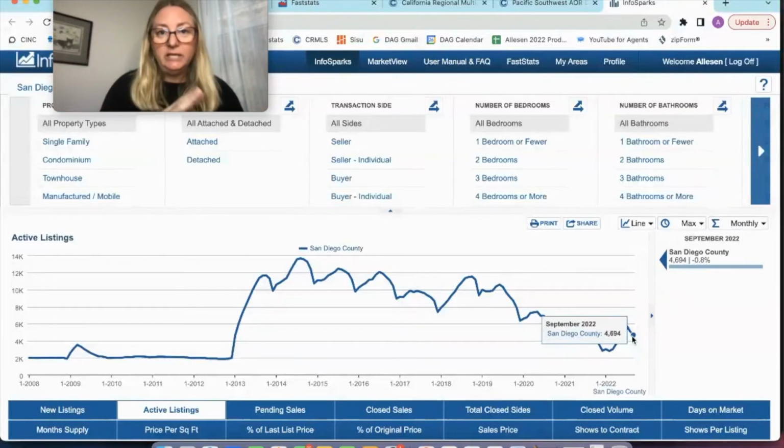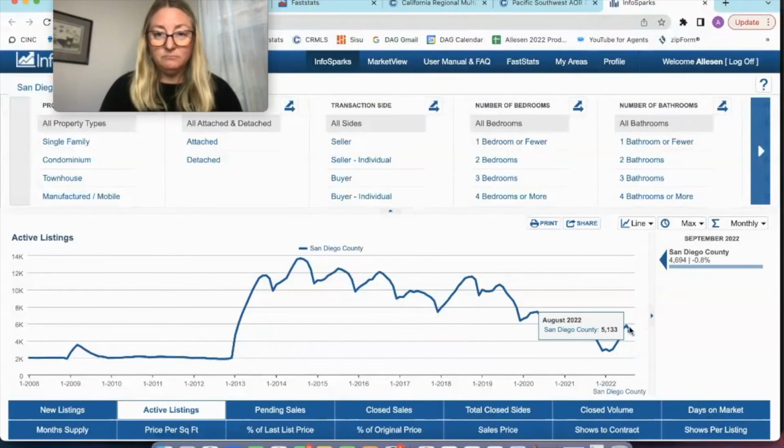I need the money. I need to sell. I need to get that money. Otherwise, they're probably just going to stay put because they got a really great interest rate. Why would I sell? So don't expect a lot more houses to come on the market. It's just probably not going to happen.